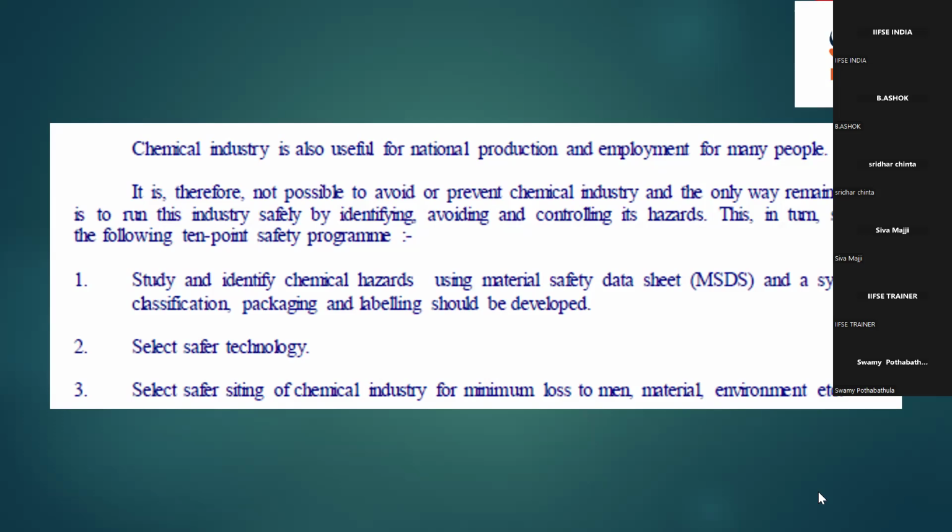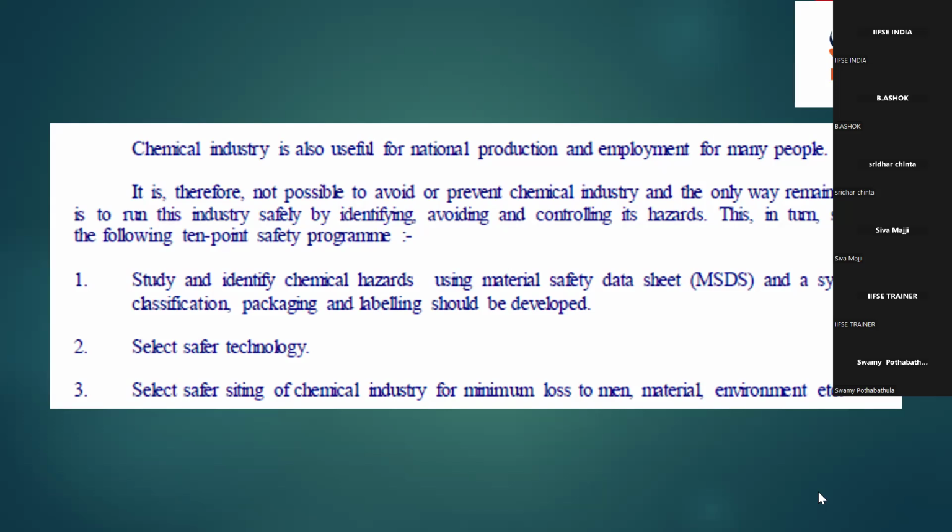And this is done to suggest the following 10 points. So we can see how we can run the chemical industry in a broader way, in a safe manner. One is to study and identify the chemical hazards using the Material Safety Data Sheet, which is also called MSDS. Please remember, there is a high chance of asking about MSDS. Please listen carefully. They may ask you to write the 16 sections of the MSDS with an example. Okay, we'll have a separate section on MSDS in the following slides or classes.